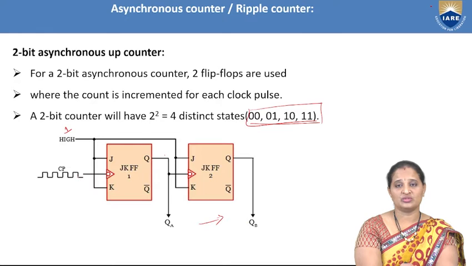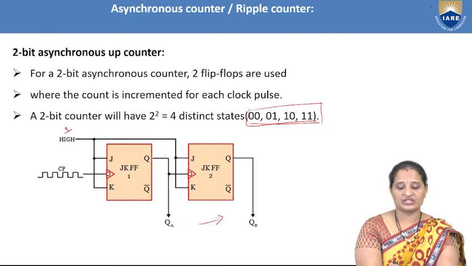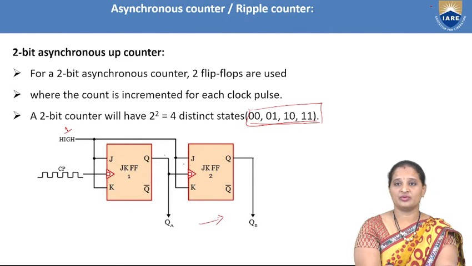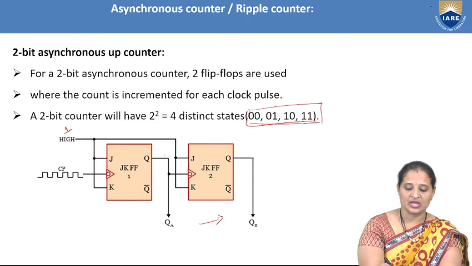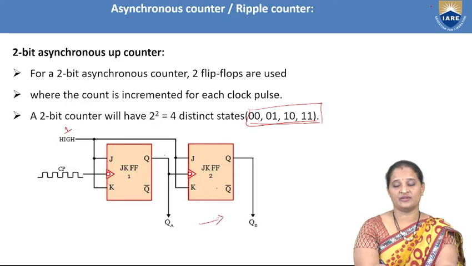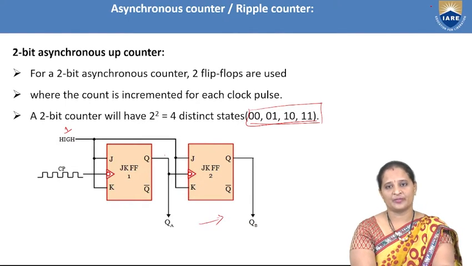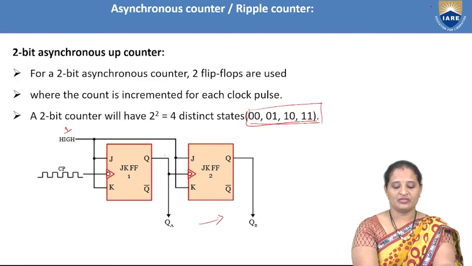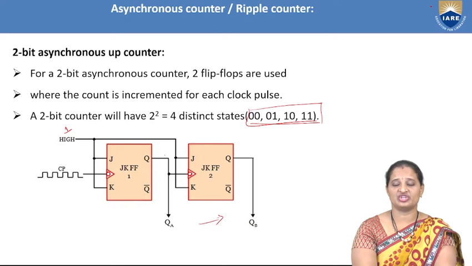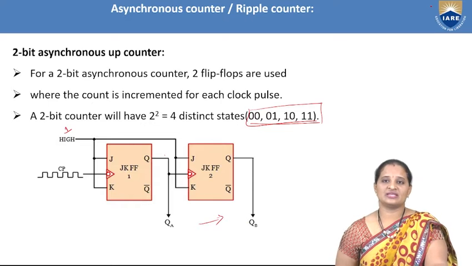So this is the structure of the 2-bit asynchronous counter, where the 2 flip-flops are applied with different clocks. The clock whose pulses are to be counted is applied as the clock input to the first flip-flop, and the output of the first flip-flop, which is Q, is applied as the clock input to the second flip-flop. And if you observe here, we have a bubble at the clock signal, which indicates that these 2 flip-flops trigger at the negative edge of the clock. That means these are negative edge triggered JK flip-flops. So this is the structure of the 2-bit asynchronous counter.